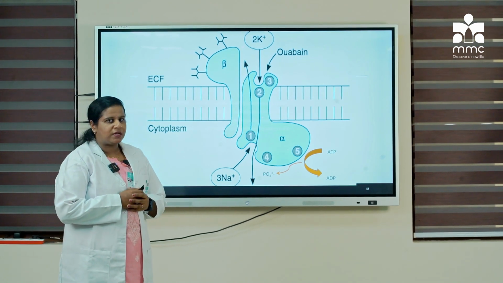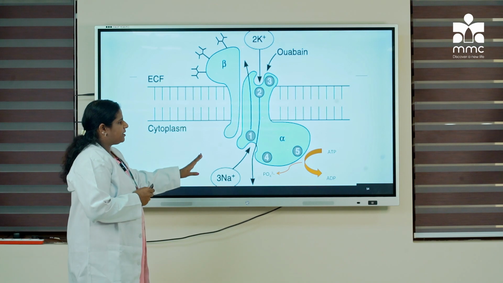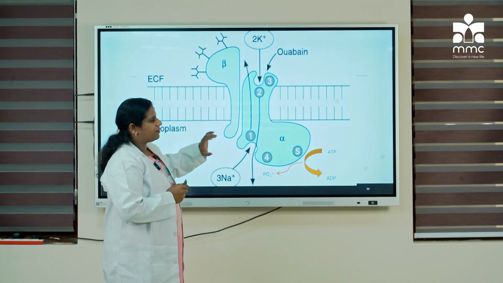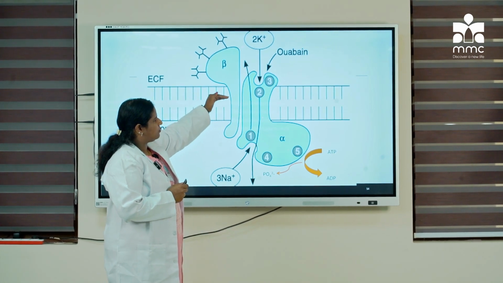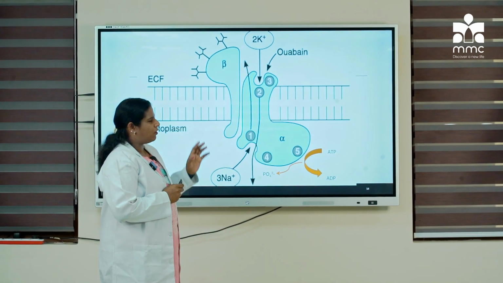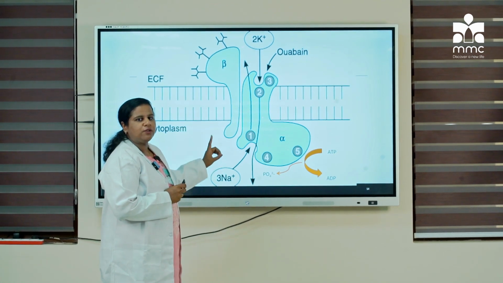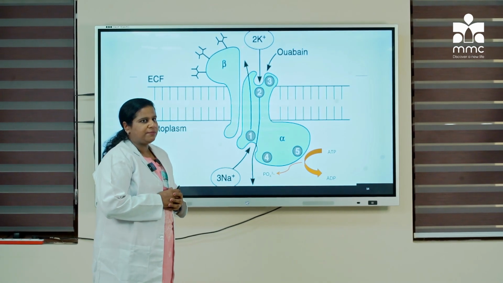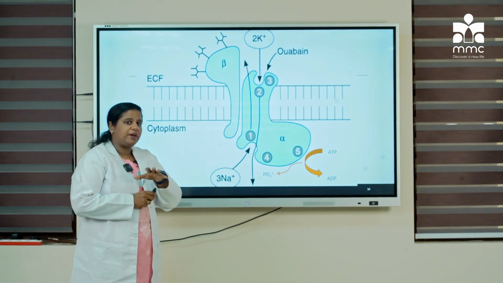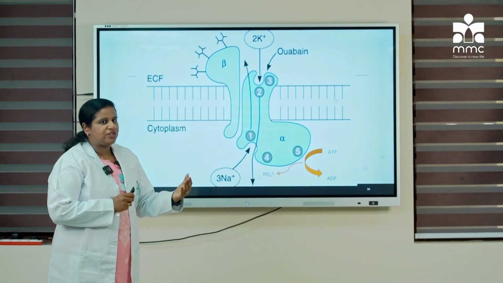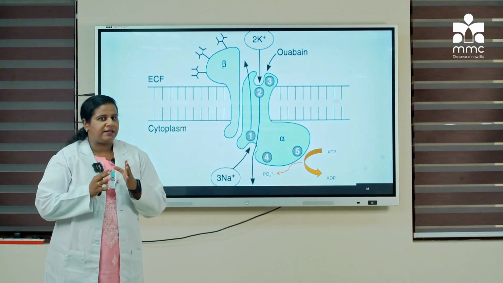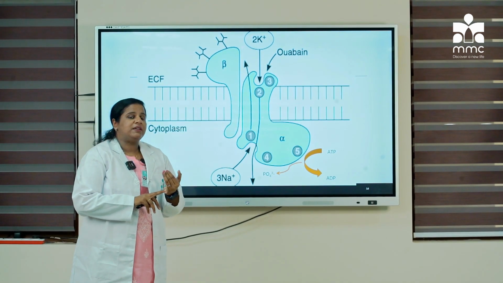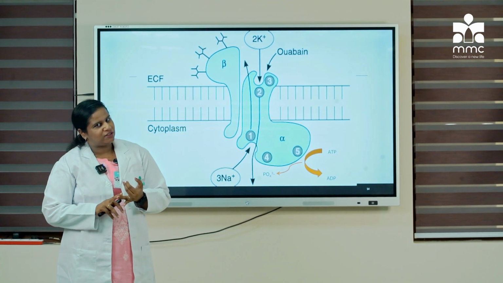So here, as we have already mentioned, you have three sites on the inner surface of the alpha subunit, and on the outer surface you have the two other subunits. On the intracellular side, you have the sodium ions, and on the extracellular side you have the potassium ion. Here the transport of sodium ion actually occurs against the concentration gradient. As you have already learned in the body fluid compartments, the sodium content in the extracellular fluid is much more than the sodium content in the intracellular fluid.